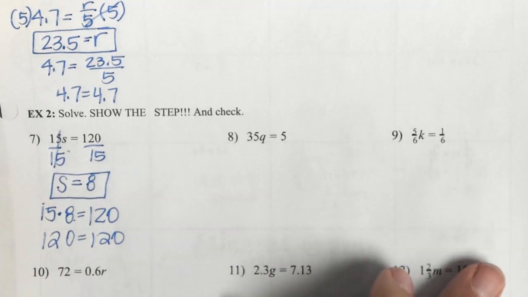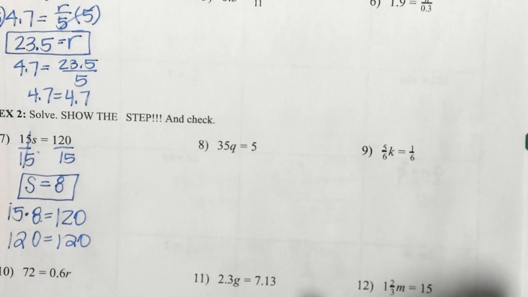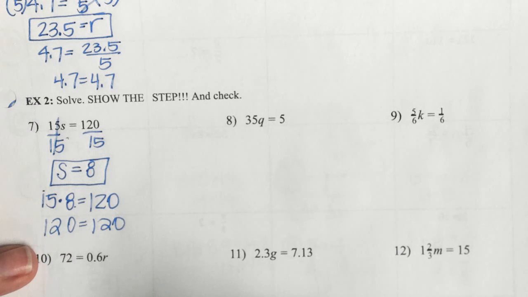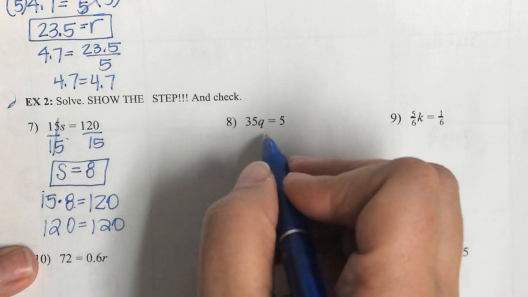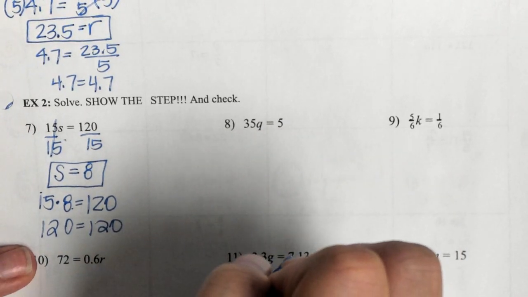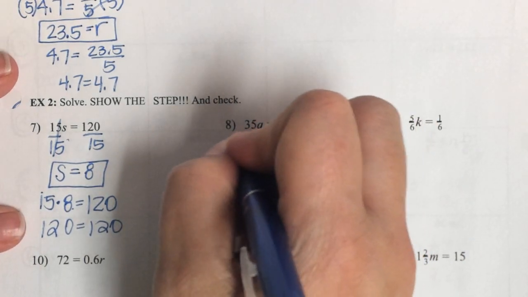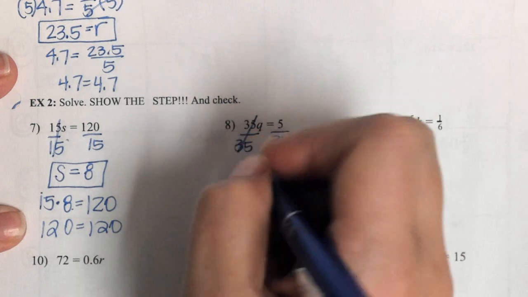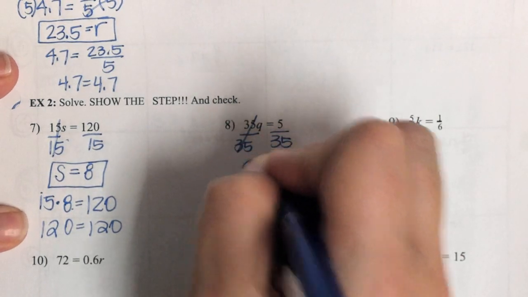All right, let's look at number 8. Hold on. Now, before you yell that the answer is 7, hey, Anna, put that up right now. Okay, it's not 7. What number do I want to get rid of here? 35. So I'm going to divide both sides by 35. Okay? q is equal to.